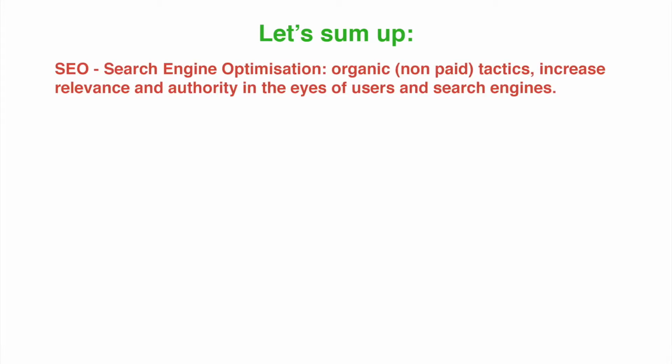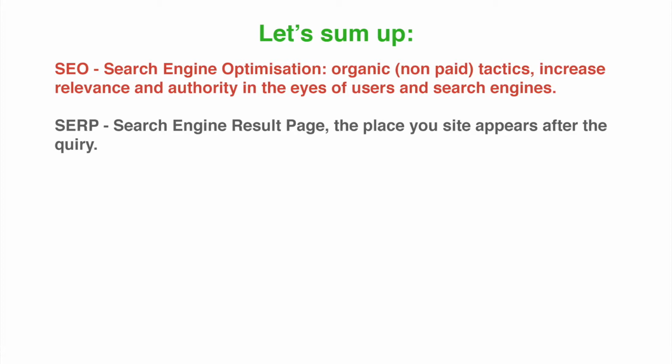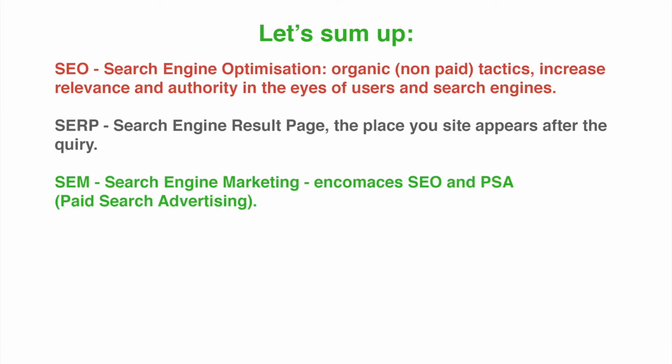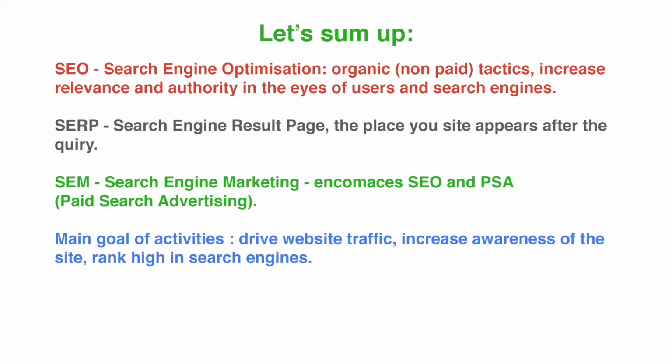So let's sum up all that we learned today. SEO, search engine optimization, is organic, non-paid tactics to increase relevance and authority in the eyes of users and search engines. SERP, search engine results page, is the place your website appears after the query. SEM, search engine marketing, encompasses SEO and paid search advertising. The main goal of these activities is to drive website traffic, increase awareness of the website, and rank high in search engines.